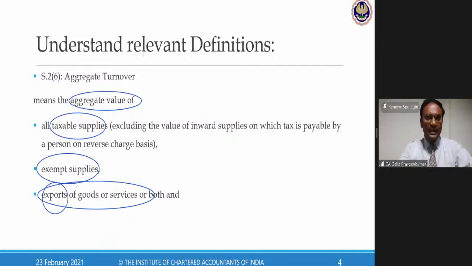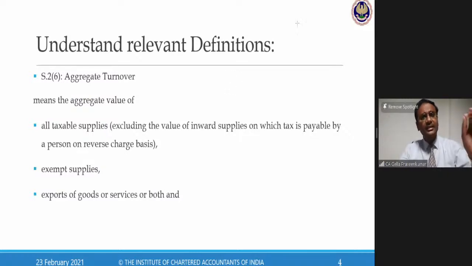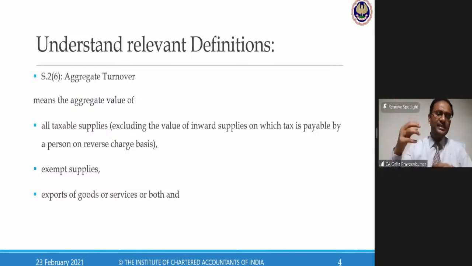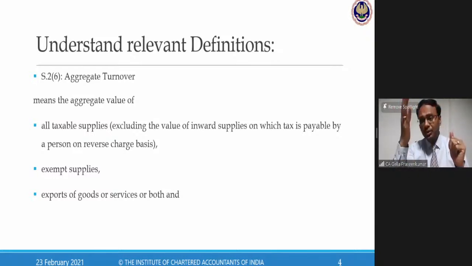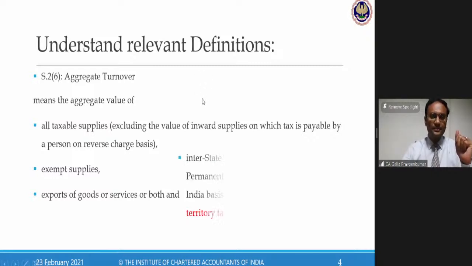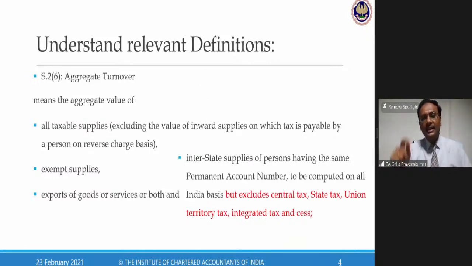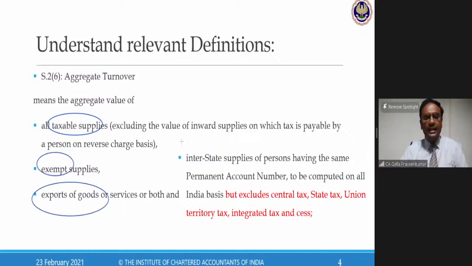So why do we need to give importance to this? Reason: when you move on to your bifurcation, when you take your P&L account, when you take your financials, it is important for you to understand what I should consider for the purpose of aggregate turnover, and what I should not consider. Now, an important aspect: interstate supply of a person having the same PAN is to be computed on an all India basis. Here, if you see the definition, they are saying that my term aggregate turnover includes taxable supply, exempt supply, export of goods, and interstate supply of a person having the same PAN.